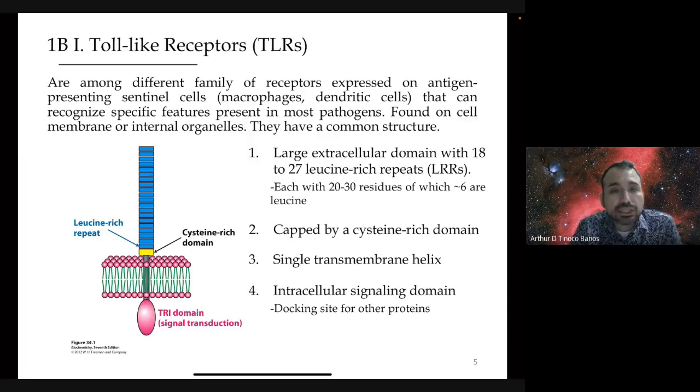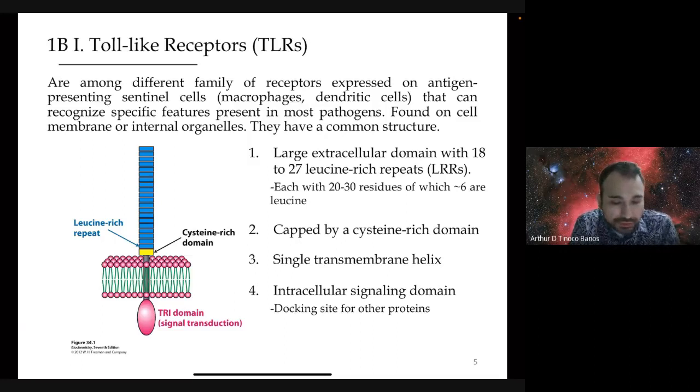And so essentially what they do is they recognize specific features present in most pathogens. These can be found on the cell membrane, so it's essentially recognizing things exterior to the cellular environment, or they can be found on the internal organelle. So imagine a pathogen that enters into the cellular environment. These are able to then initiate an immune response when recognizing them within the actual cell.